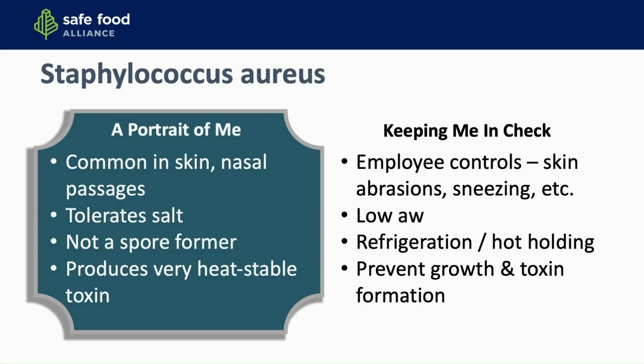Refrigeration or hot holding, remember 40-140. We want to keep cold foods cold and hot foods hot. If we avoid that danger zone between 40 and 140 degrees, the organism is unlikely to grow and produce that toxin. So that's really what we're trying to do. We're trying to prevent growth and toxin formation with staph.